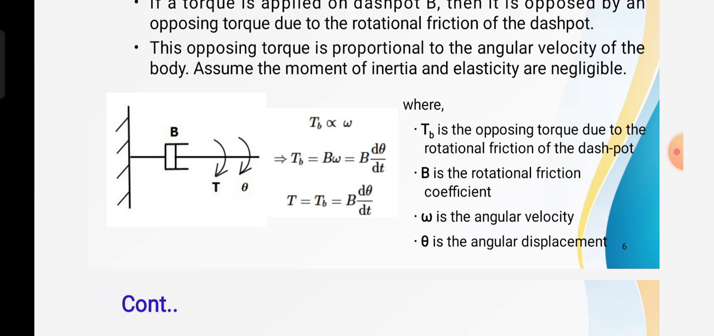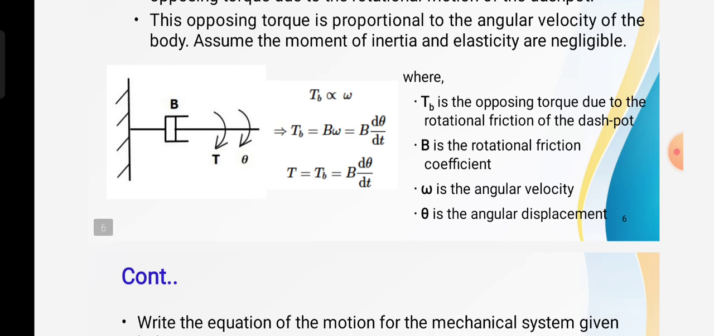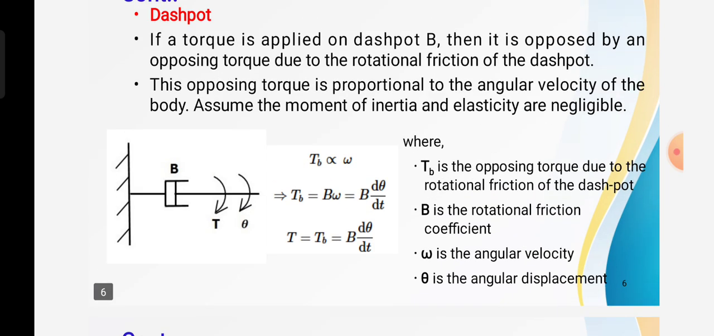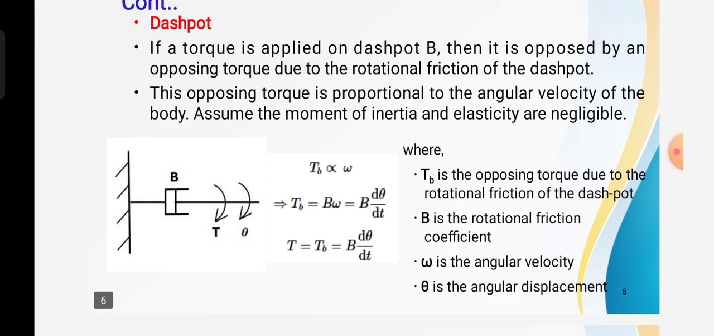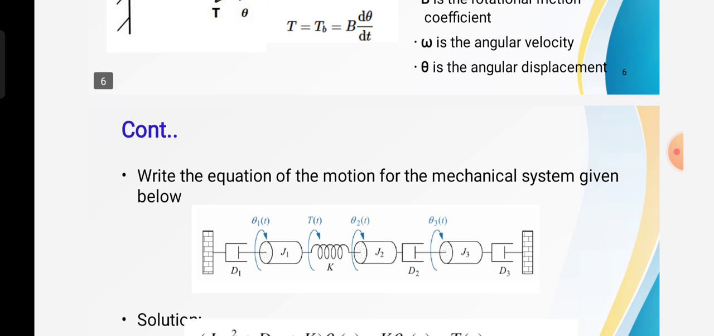By Newton's law, the sum of applied torques is equal to the sum of opposing torques. Therefore, T is equal to Tb, which is equal to B d theta by dt. Now when the dashpot has angular displacements at both ends, the opposing torque is proportional to the differential angular velocity. Therefore, T is equal to Tb, which is equal to B d by dt into theta 1 minus theta 2.